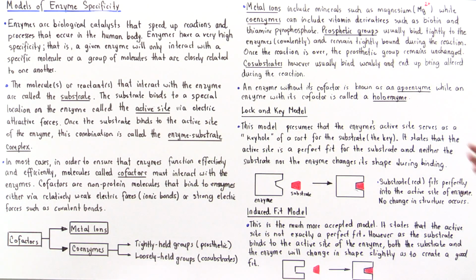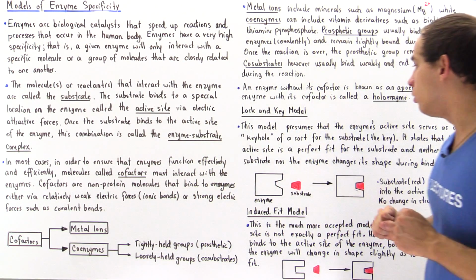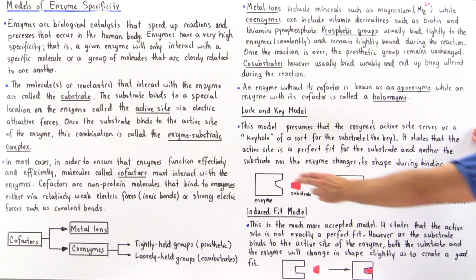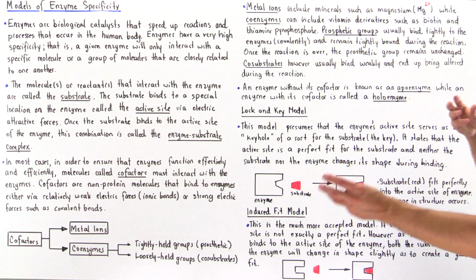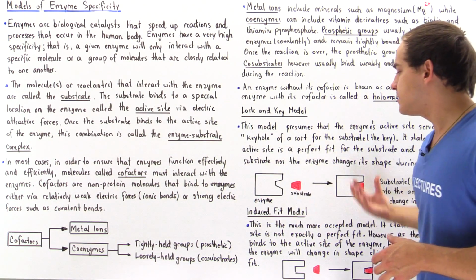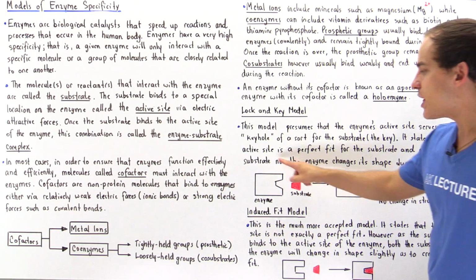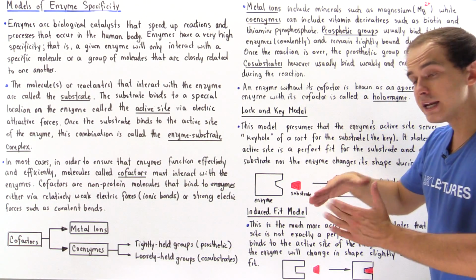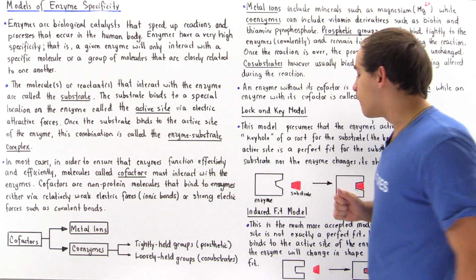This model presumes that the enzyme's active site is a perfect keyhole for our substrate, which is the key. So it states that the active site is a perfect fit for the substrate, and neither the substrate nor the enzyme actually changes shape during binding. This is the diagram that describes the lock and key. We can imagine that the enzyme has this active site that is a perfect fit for this substrate, in the same way that our lock is a perfect fit for our key.